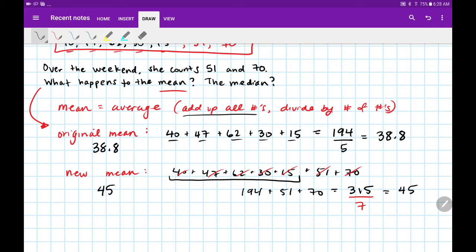So to answer the question, what happened to the mean? Well, if we calculate the difference here, the mean rose by 6.2 sheep, because it went from 38.8 to a new mean of 45.